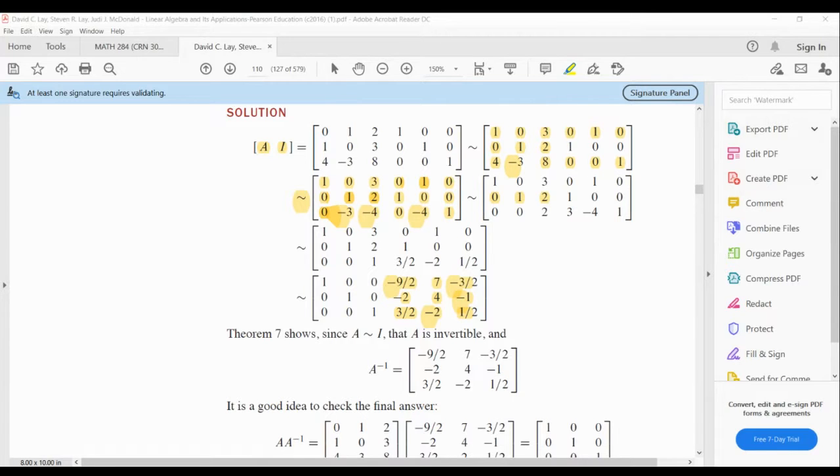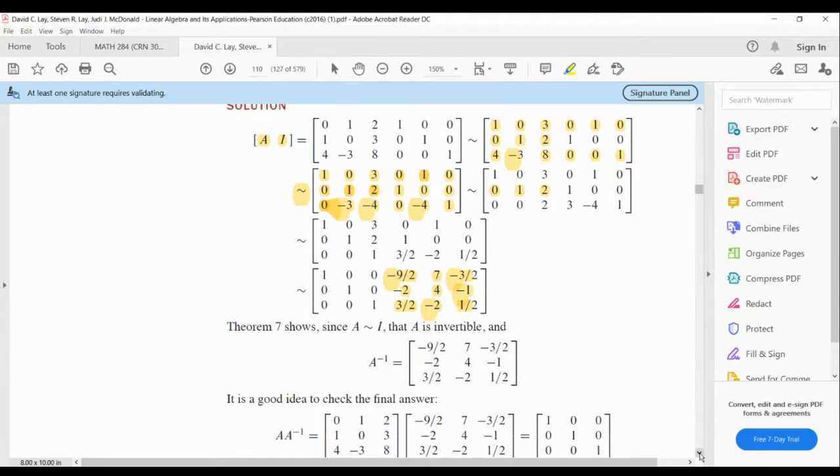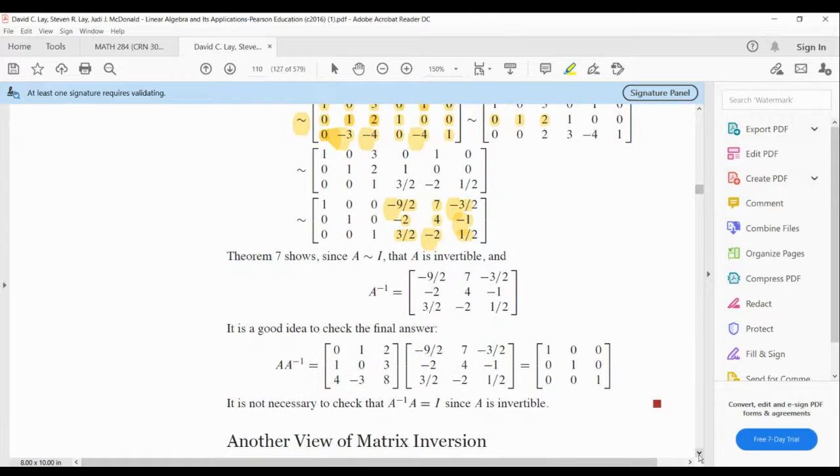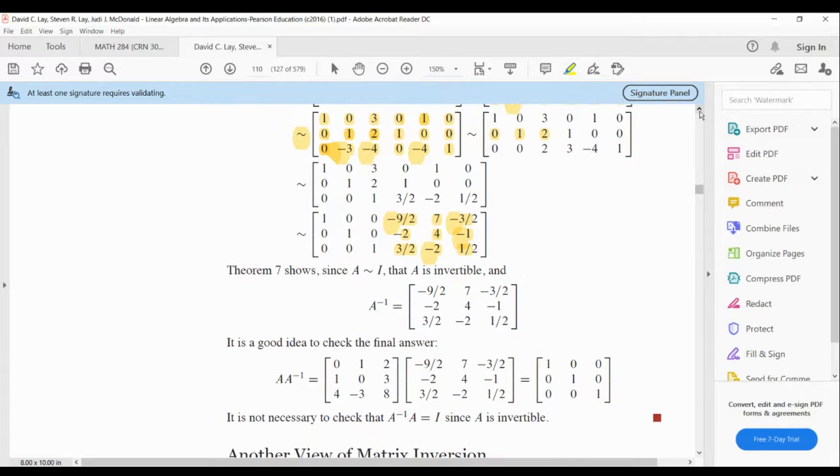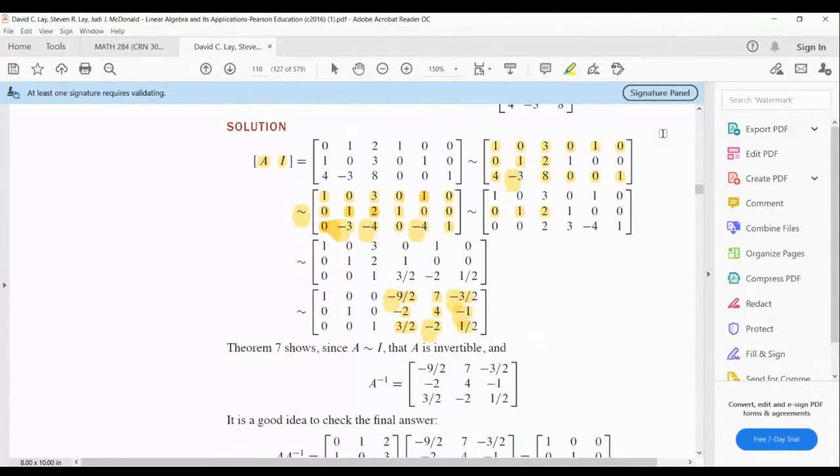And you can check your final answer to make sure A times A inverse is the identity. I mean, are there any questions on this example 7, where we're finding the inverse? Basically that's how it works. But is anybody confused about what's going on? Do I need to talk a little bit more about the process?